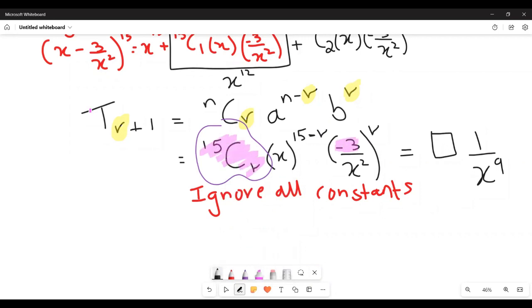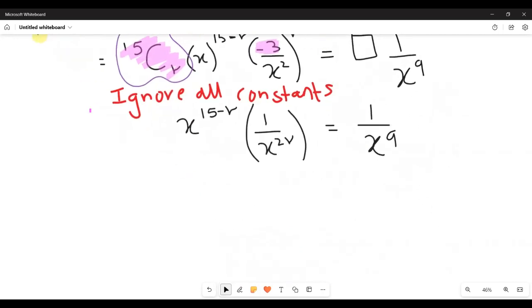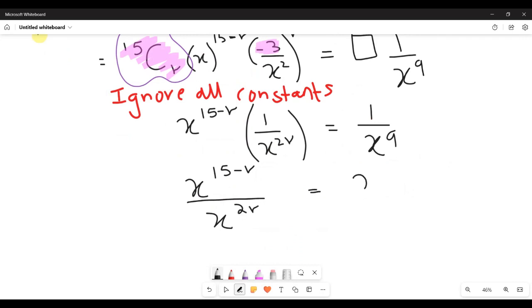Isko bhi ignore karenge. What's left in the variable? x power 15 minus r divided by x to the 2r, right? Because there is r here and there is 2 here, so it's going to be x power 2r in the denominator, and this should be equal to 1 over x power 9. From here, we should be able to find the value of r. Let's see how we have to use indices rules from O levels. X power 15 minus r upon x 2r. Division rule kya hota tha? Subtract ho jati thi powers. And I'm going to take that to the numerator. That becomes x power minus 9.